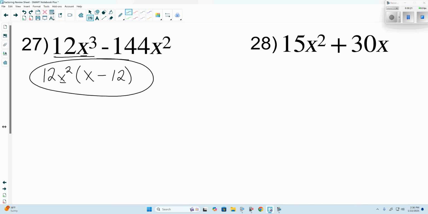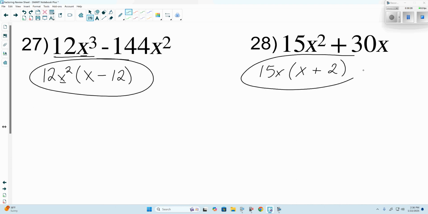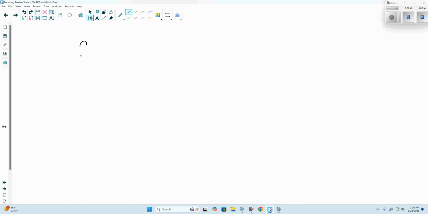Let's look at 28. Greatest common factor between 15x squared and 30x. 15x. And if we factor 15x out of 15x squared, we're left with x plus 2. Questions on this here? I'm going to add one. Let's say 21x cubed y cubed.